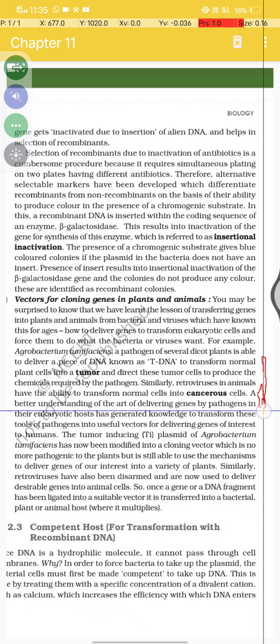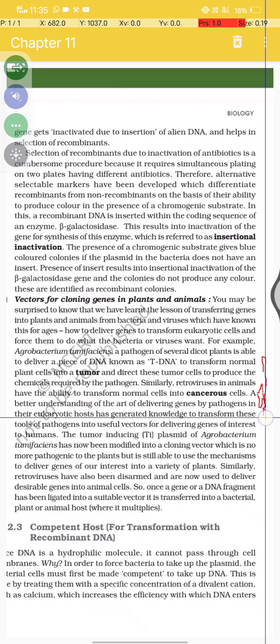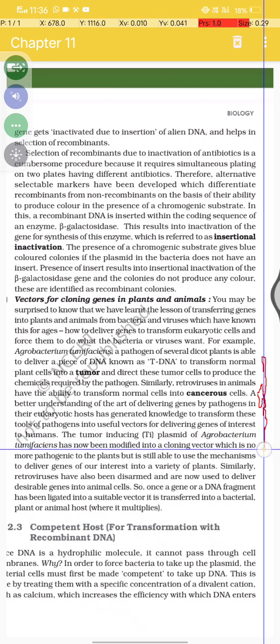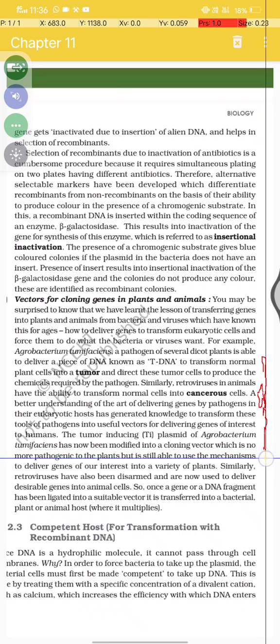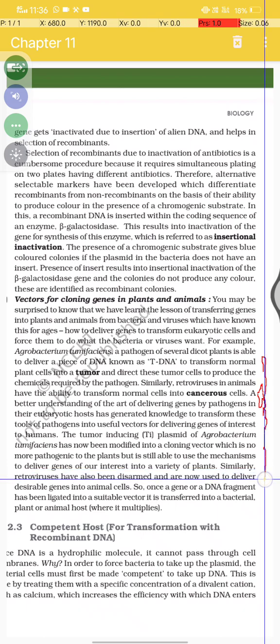A better understanding of the art of delivering genes by pathogens in their eukaryotic hosts has generated knowledge to transform these tools of the pathogens into useful vectors for delivering genes of interest to humans. The tumor-inducing Ti plasmid of Agrobacterium tumefaciens has been modified into a cloning vector which is no more pathogenic to the plant but is still able to use the mechanism to deliver genes of our interest into a variety of plants. Similarly, retroviruses have also been disarmed and are used to deliver desirable genes into animal cells.